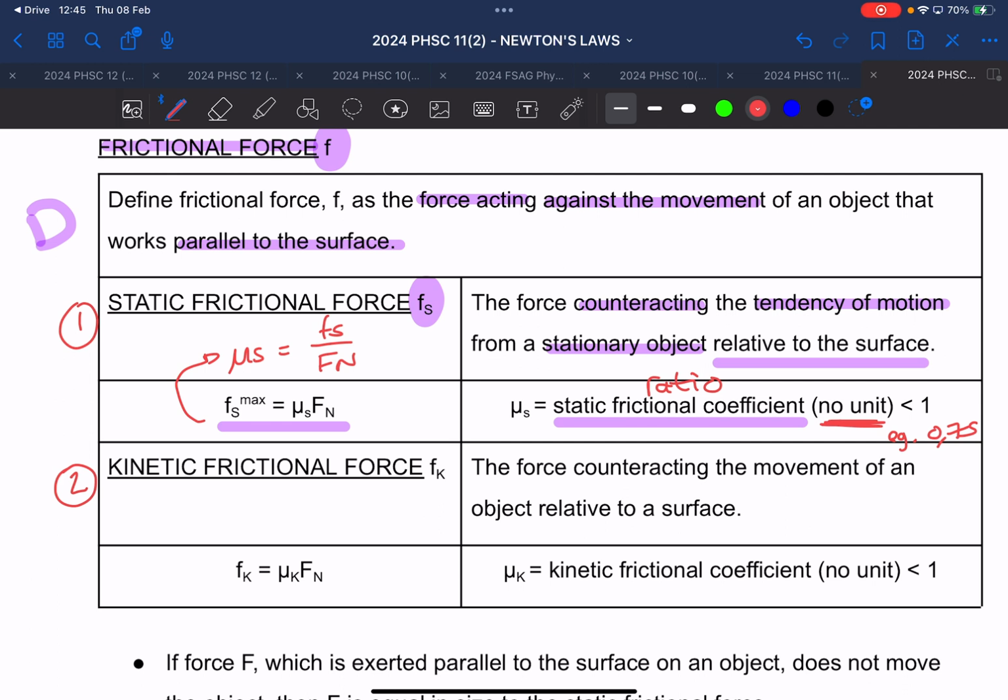So can you see that static frictional force is proportional to normal force? Proportional means if the one gets bigger, the other one gets bigger. If the one gets smaller, the other one gets smaller. And it should make sense to you. If I put the eraser here, there will be a certain frictional force. But if I put the pencil case here, there will be a bigger frictional force, because the normal force on this pencil case is a lot bigger than the normal force on this eraser.